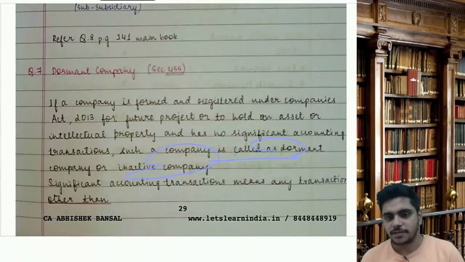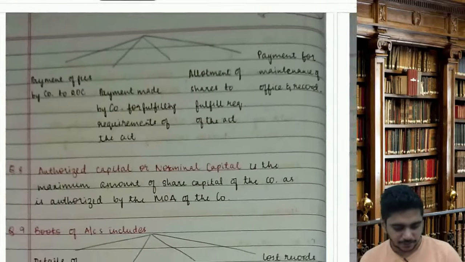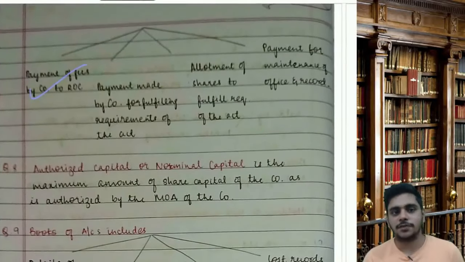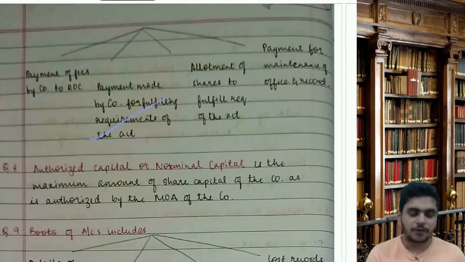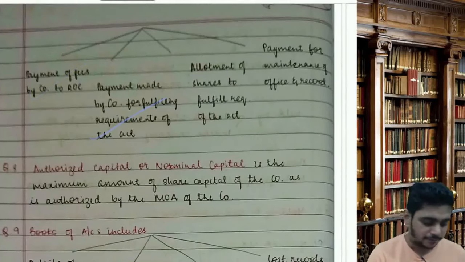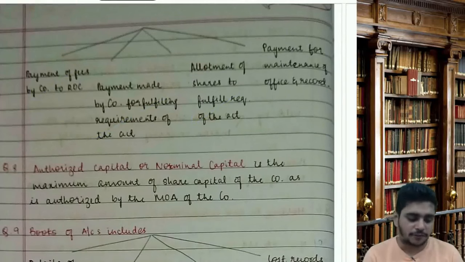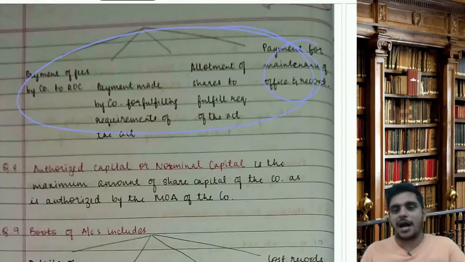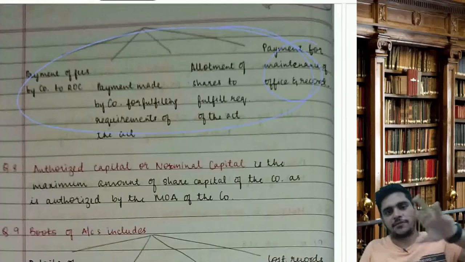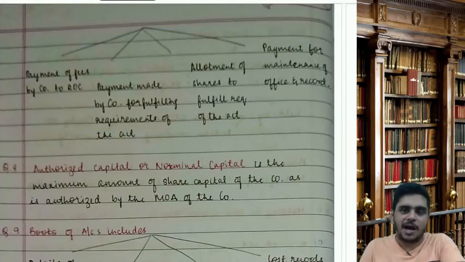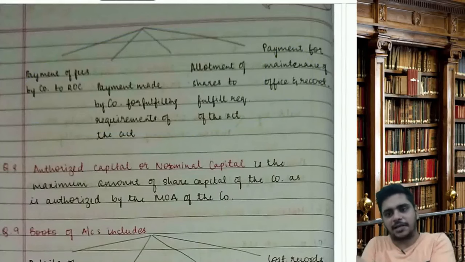Now, what does a significant transaction mean? It means any transaction other than these: payment of fees to ROC, payment made by a company for fulfilling the requirements of the Act, allotment of shares to fulfill the requirement of the Act, or payment for maintaining office and records. So all these four are not significant accounting transactions. That means if you are doing these transactions, are you an active company? No, I am still, sir, an inactive company.